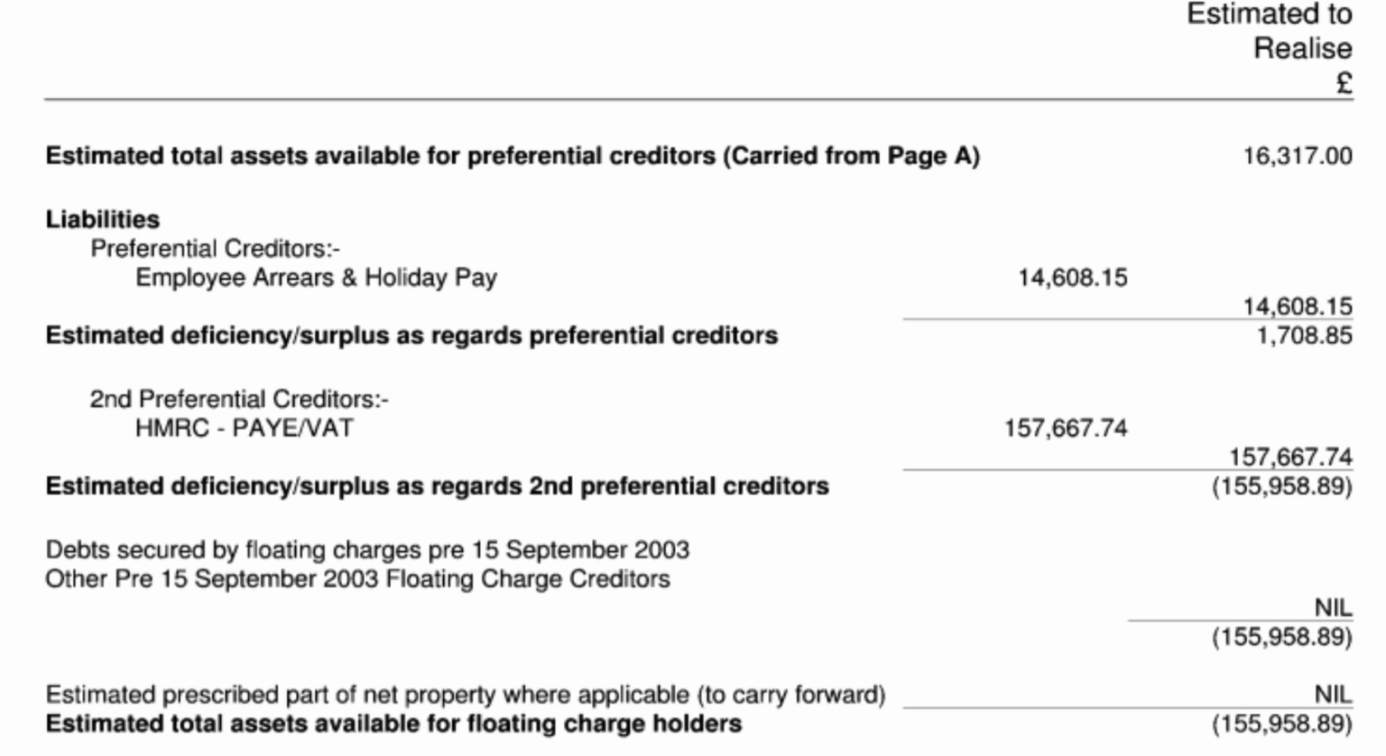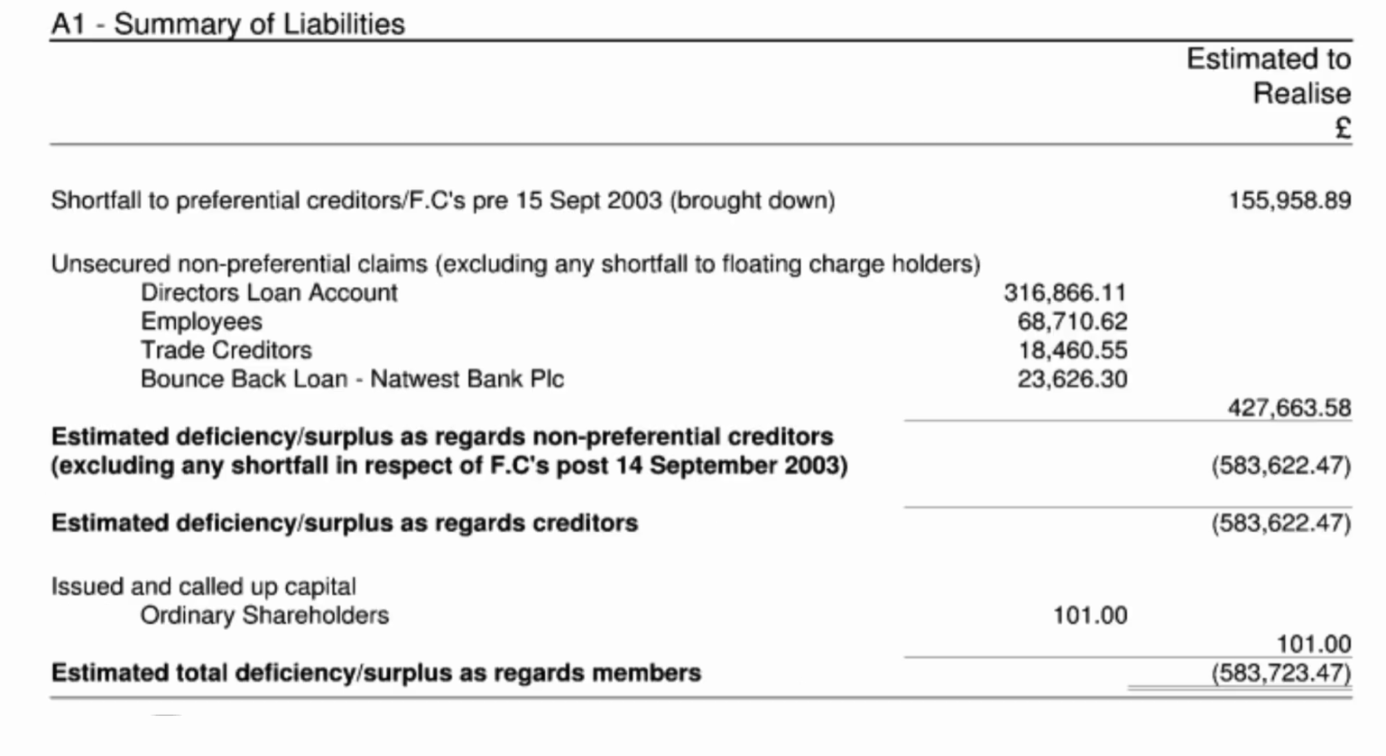And so we move on to the liabilities page. We've got £16,000 available for those creditors. There are some preferential creditors here, £15,000. So that leaves us with £1,700 available for the secondary preferential creditors, HMRC, PAYE and VAT, £158,000. So again, HMRC are the largest creditor by the looks of it in this liquidation, and probably the main reason why this company has gone pop.